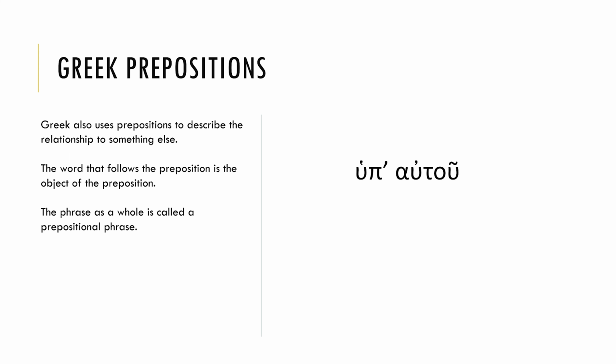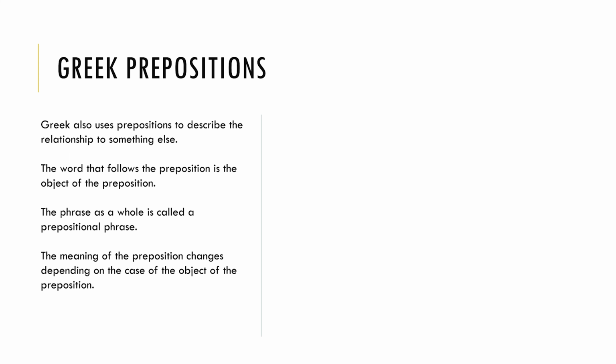Let's take the phrase ἐπ' αὐτῷ. You've got the preposition, which is ἐπ', and then you have the object of the preposition. Together they make the prepositional phrase. All right. So far, so good. Nothing too confusing. Hopefully this is making sense. And now the curveball. In Greek, the meaning of the preposition will change depending on the case of the object of the preposition. What?